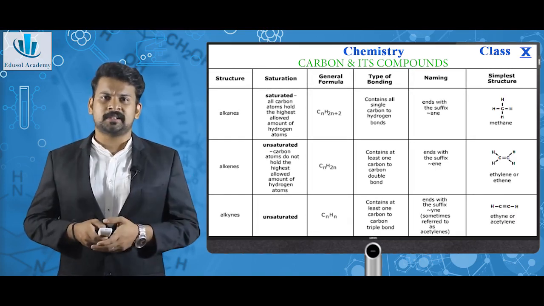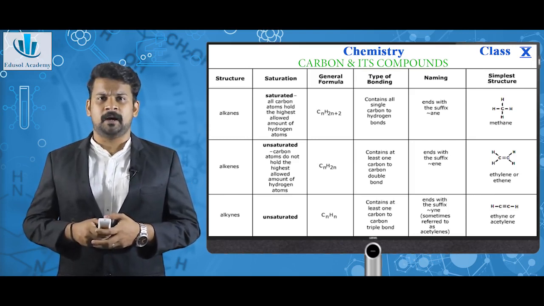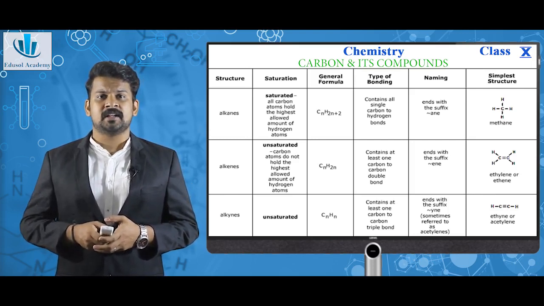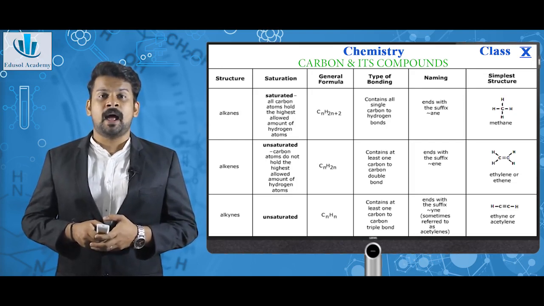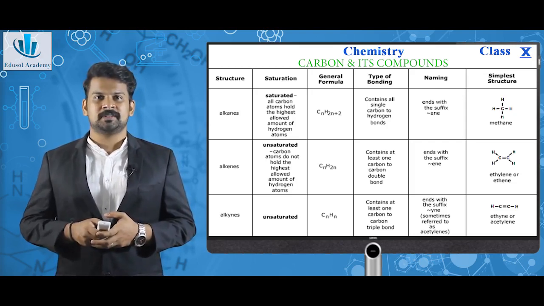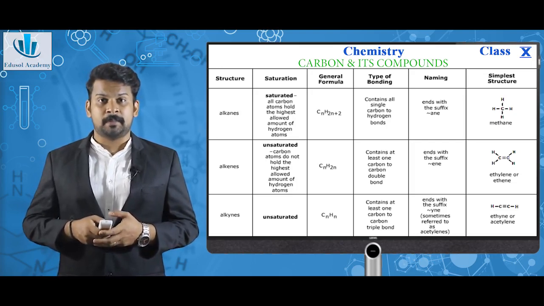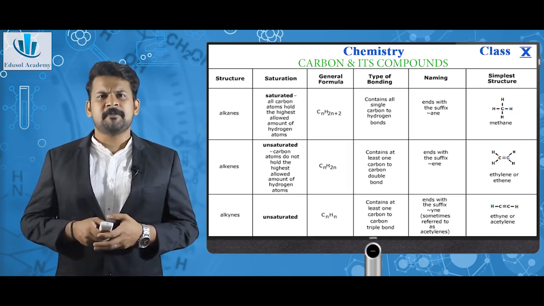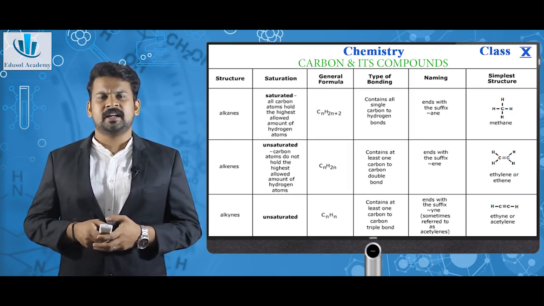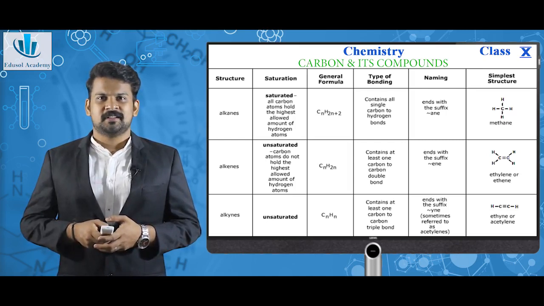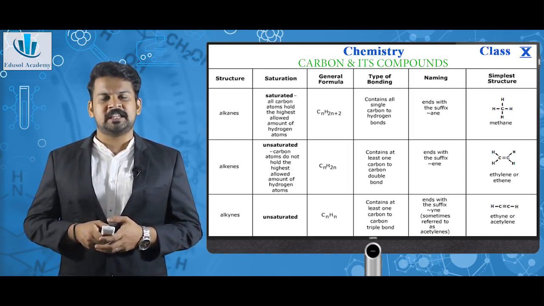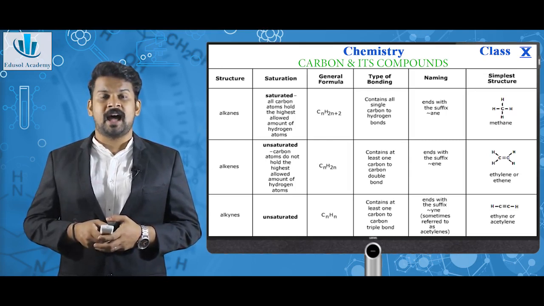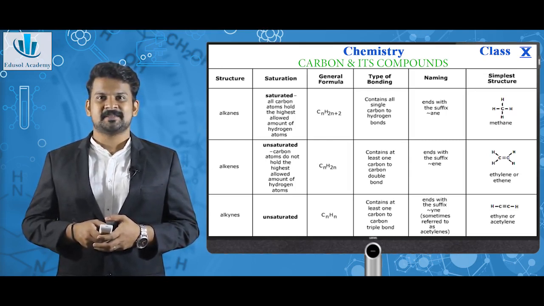As you can see in the next chart, there are 3 different kinds of formula for alkane, alkene and alkyne. For alkane, it is CnH2n+2. For alkene, it is CnH2n. For alkyne, it is CnH2n-2. Which means, if we know the number of carbon atoms, we can directly determine the formula of the species. The type of bonding is, for an alkane, there exist only single bonds. For alkene, at least one double bond is present. For alkynes, at least one triple bond is present.